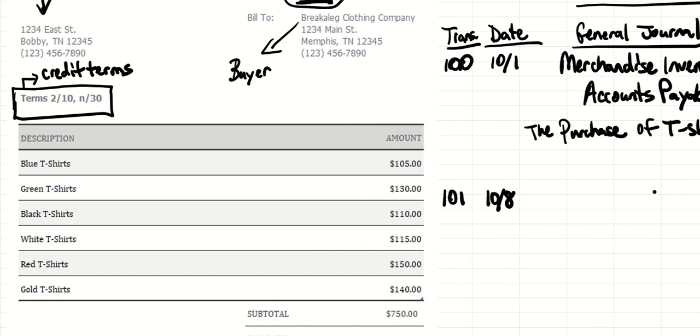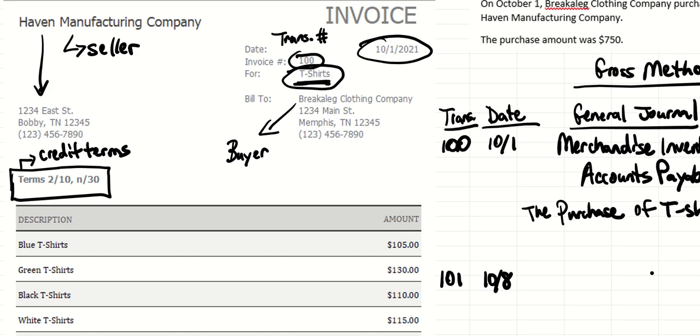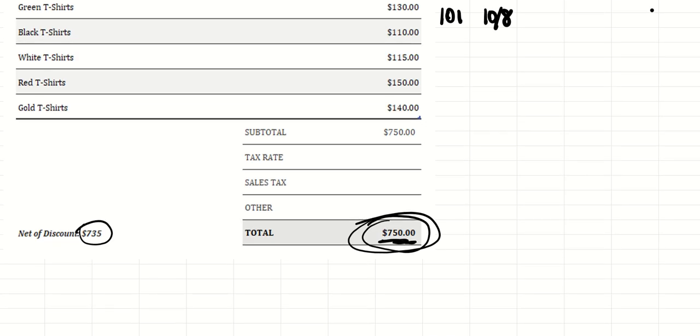Okay, so we scroll over here. 10 days from October 1st is October 11th, which means that Break-A-Leg has up until the 11th to make the payment to be honored the discount of what, 2%. Okay. But since they made the payment on the 8th, hey, they made the payment within the discount period, which means that we scroll down here to the invoice. This net of discount amount of $735 here, that's going to be the cash payment here.